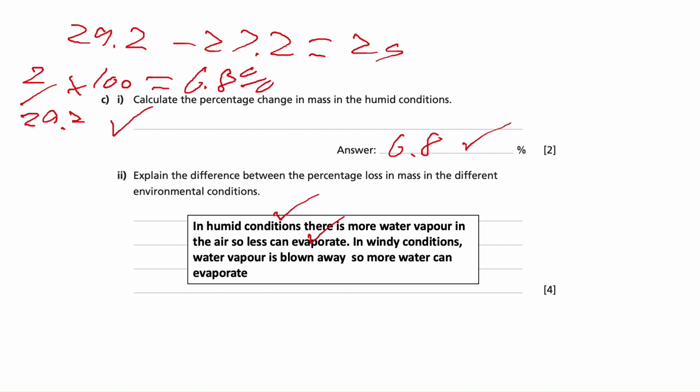The second part is talking about windy conditions. So in windy conditions, the water vapor is blown away. So what essentially is doing is providing that transpiration diffusion gradient, so water can more easily leave the plant. So more water can evaporate. So that's 1 mark for talking about how in windy conditions the water is blown away, and 1 mark for saying that so therefore more water can evaporate. That gives us 4 marks in total for this question.